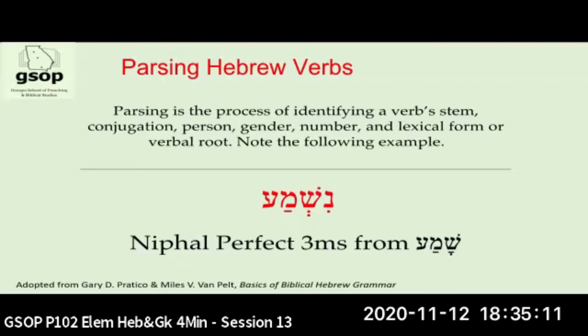But if I wanted to, the shema would be the call, that is the active, third masculine singular, the simple action, perfect conjugation, third masculine singular. To make it passive, then you just put the noon in front of it with the hireq and make other adjustments, and you get the nishma, and that's now a passive form.